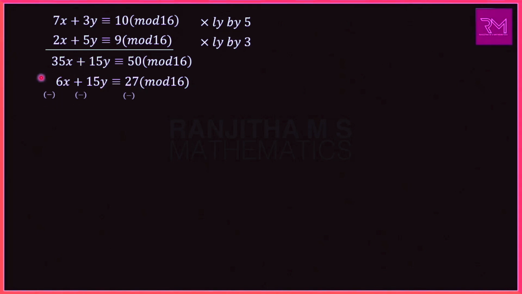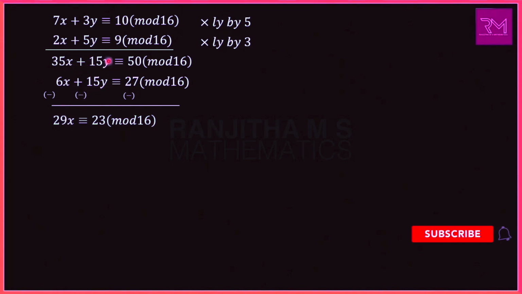Next step, we have to subtract the second congruence from the first. We get 35x minus 6x, which is 29x. Here plus 15y minus 15y, so we can cancel them. We get 0 congruent to 50 minus 27, which is 23, under modulo 16 as it is. So after cancelling these two terms, the remaining is 29x congruent to 23 mod 16.